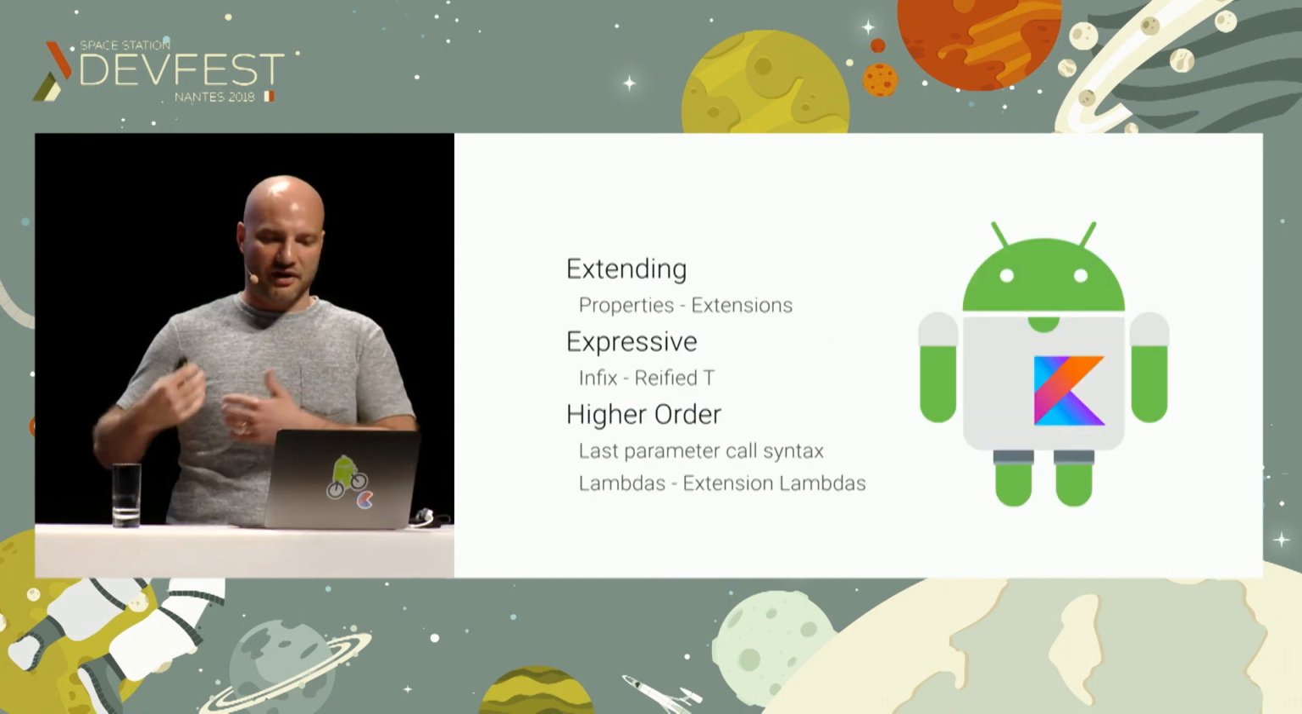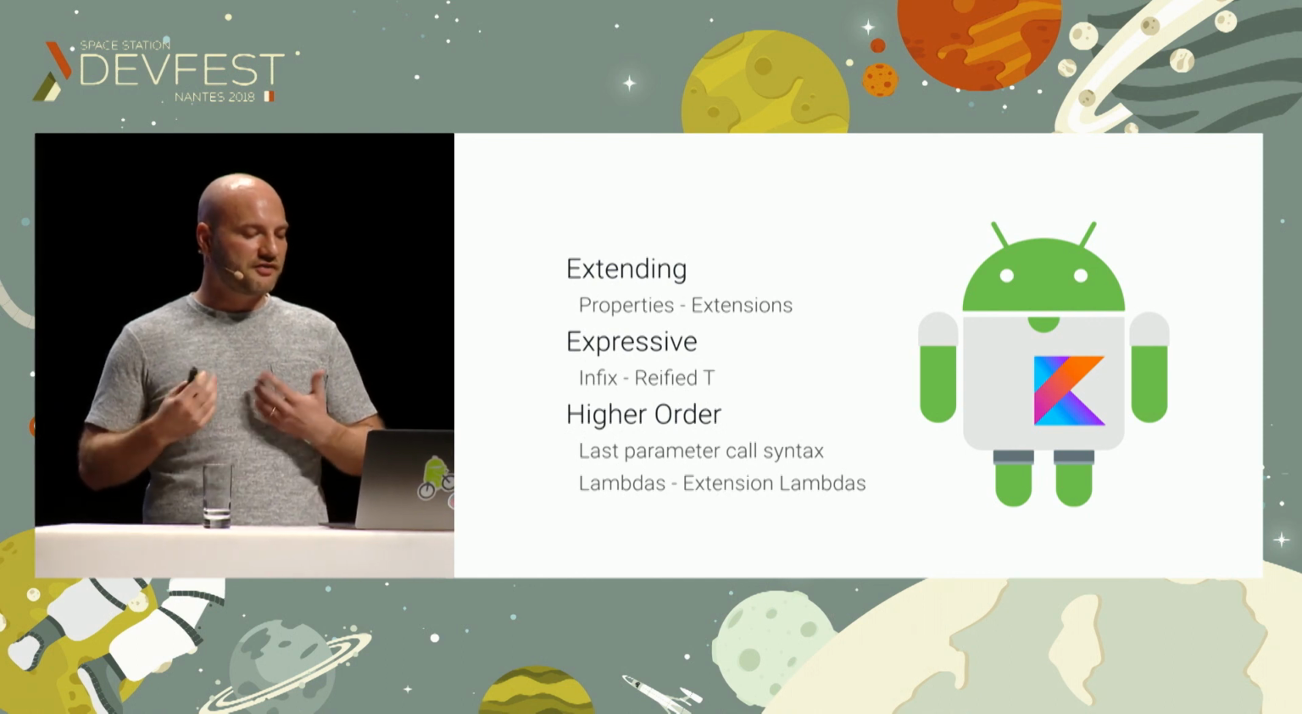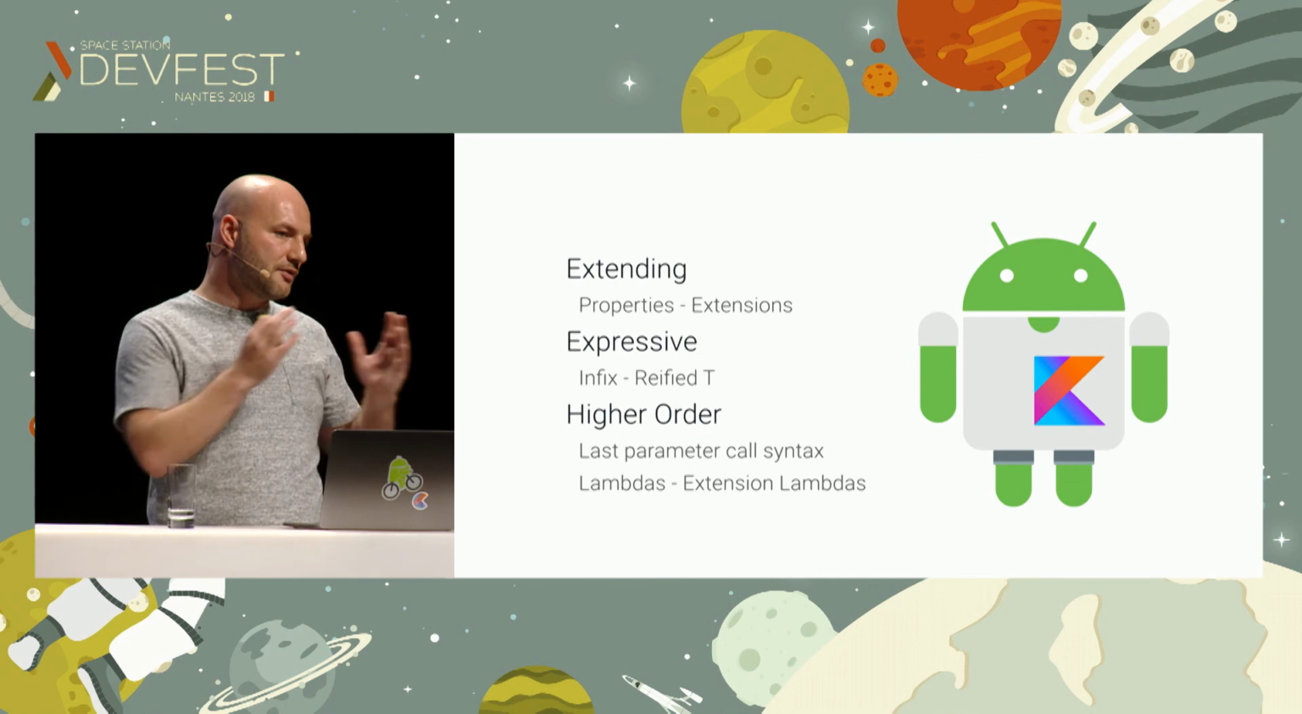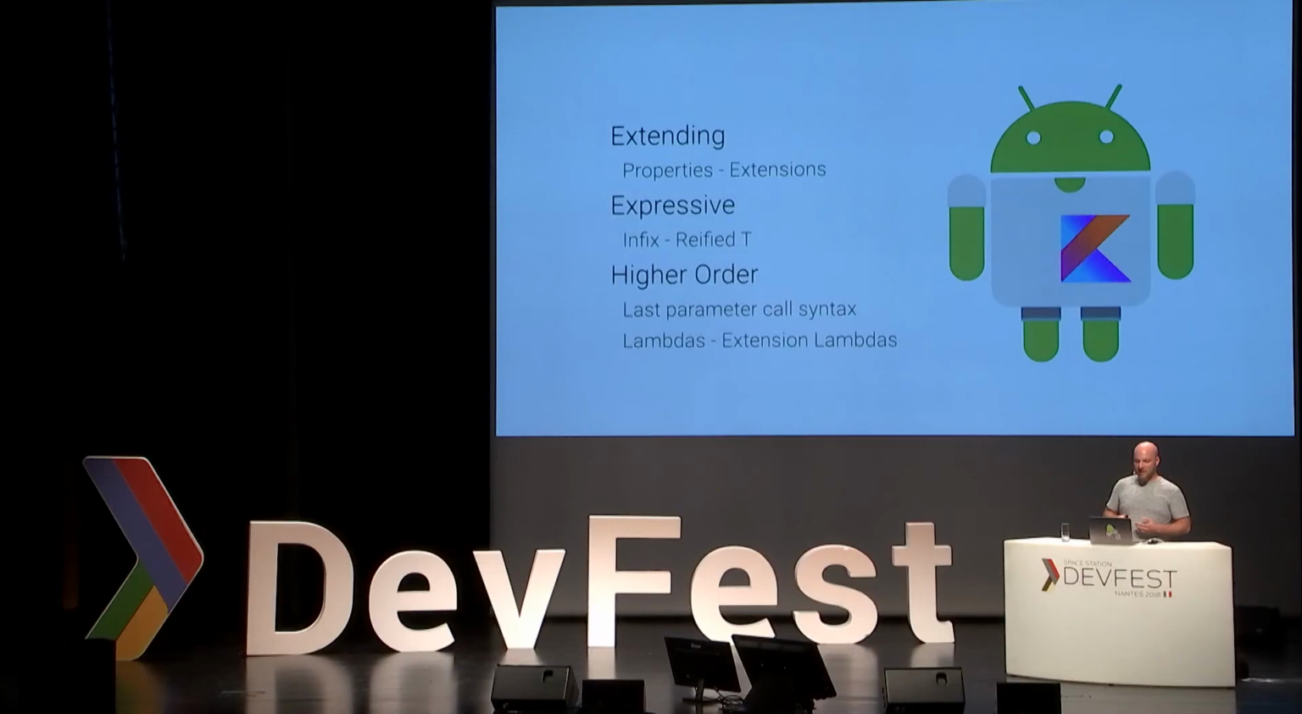So putting it all together, we've talked about extension functions that are a versatile and powerful feature of Kotlin. We've seen them used in three or four different ways. So Kotlin provides us with highly expressive API building blocks, like inline, reified, even operator overloading. And then when we go higher order, Kotlin really shines with its last parameter call syntax, allowing us to cut boilerplate and extend the language with new lambdas.